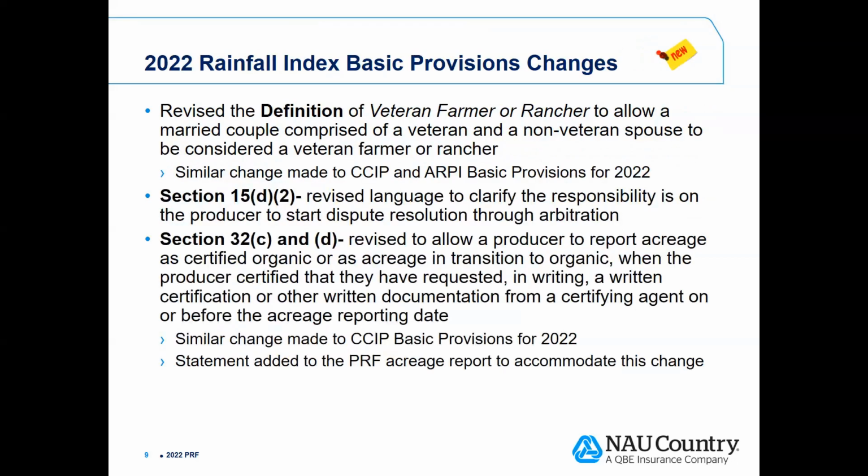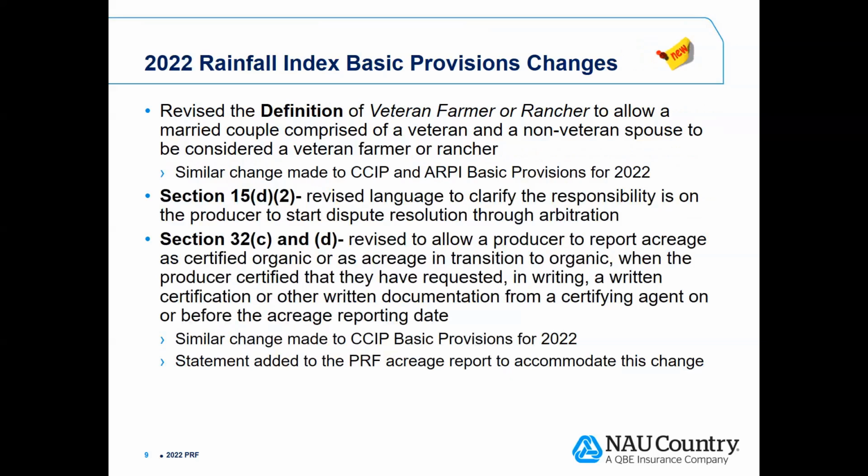2022 rainfall index basic provision changes. This change is the first one. We talked about this in the fall update meetings. This was a change that came across on row crops. The veteran farmer rancher, basically, if one of them is a veteran and the other one's a non-veteran, they still can be considered for the veteran farmer rancher discount. So that's a good thing. Just kind of made it standard across the policies.